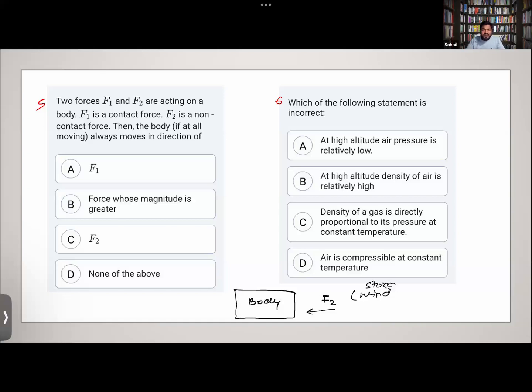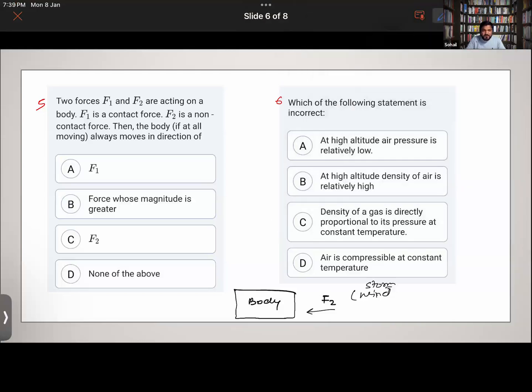We know normally that contact forces have more magnitude than the non-contact forces. Yes, sir. That's what we normally know. But here, is it specified which force has more magnitude? No, sir. See, either the contact force could have higher magnitude, or the non-contact force could have a higher magnitude. Yes, right? So we don't know exactly where the body will be moving.